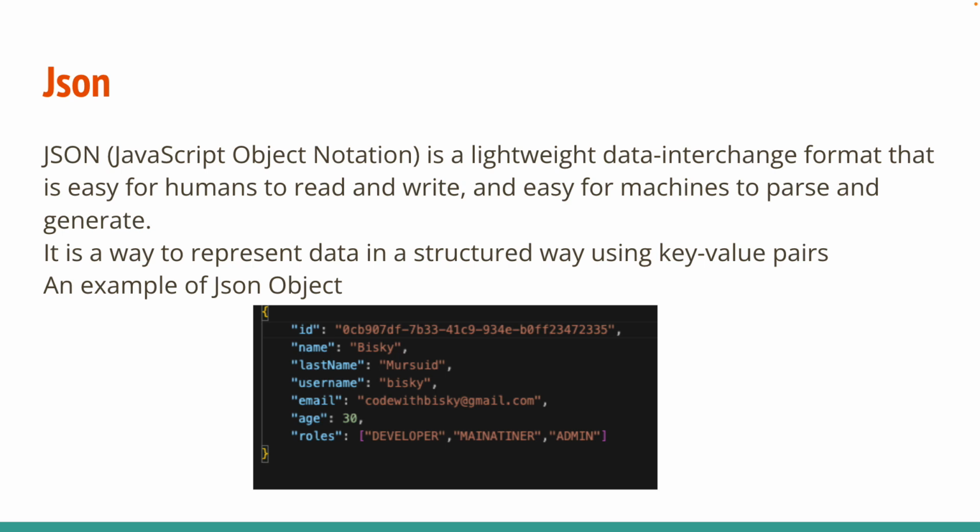We have an ID, which is the one that you are seeing, a UUID, a name, first name Bisky, last name Musweet, username Bisky, email contact@bisky@gmail.com, and you have age, which is 30, and roles: developer, maintainer, admin. Roles is a JSON array. So inside a JSON object, you can have another JSON object also, or you can have a JSON array. Later on, I will show you. So on our RESTful services, we are going to consume a JSON object and produce a JSON object. So this one is a user object.